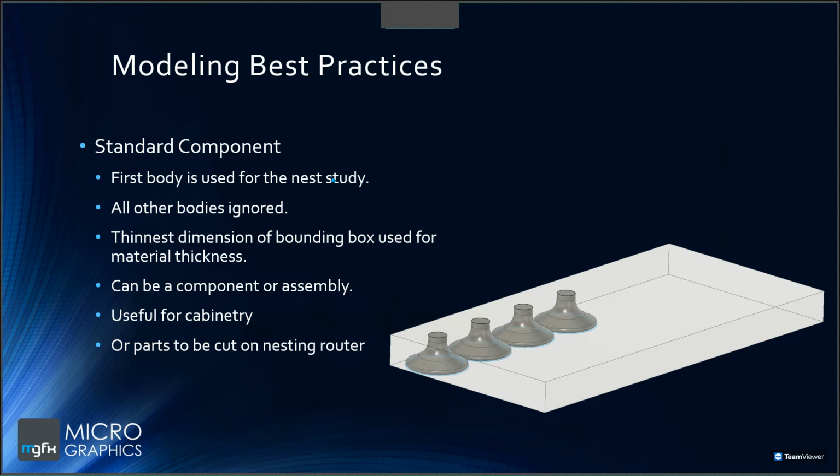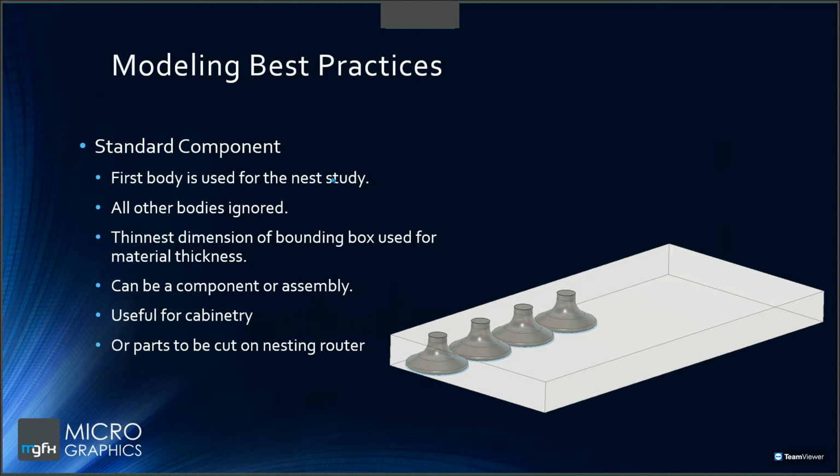Moving on to the modeling best practices for standard components. As mentioned earlier, the first body in a component is used when nesting. So if you have a standard part that you do want to nest, you need to make sure that the geometry you want to nest, and at the end of the day cut out of your stock, is the first body in that list of bodies in that part or component.